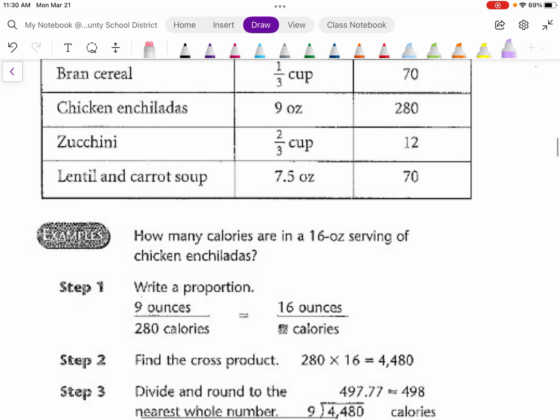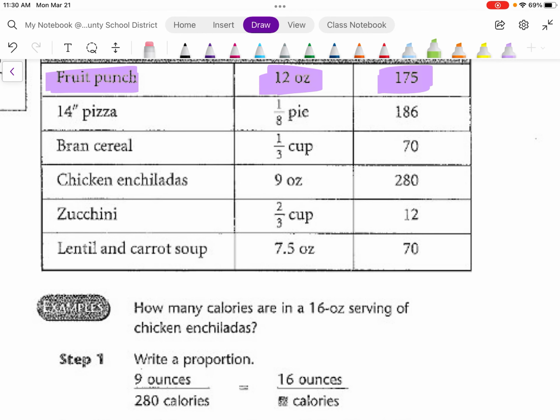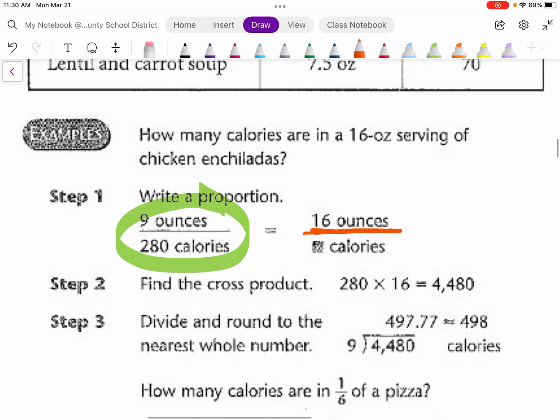So in this example, we have how many calories are in a 16-ounce serving of chicken enchiladas. So chicken enchiladas are 9 ounces contain 280 calories. So I'm going to set up that first proportion. The 9 over 280, that is my first fraction on the left side. And then I want to know how many calories are in 16 ounces. So notice how I place the ounces at the top, and then if we're doing calories at the bottom, we have to keep calories at the bottom. Again, if you want to put this with an x, that's fine. And then we are solving for x.